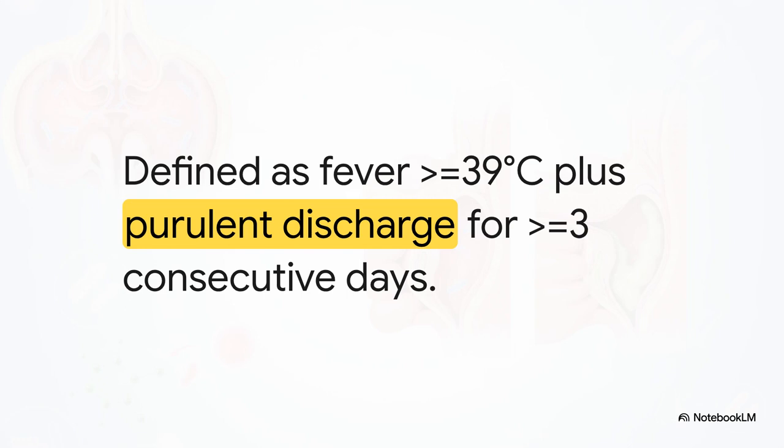Let's pull out a magnifying glass on that severe onset criteria, because I want to emphasize these specific metrics as an essential clinical pearl for both your daily practice and your board exams. Severe onset is strictly defined as a high fever of 39 degrees Celsius or greater, combined simultaneously with purulent nasal discharge that lasts for 3 or more consecutive days. If you see this exact combination right out of the gate, your suspicion for a bacterial etiology should immediately skyrocket.